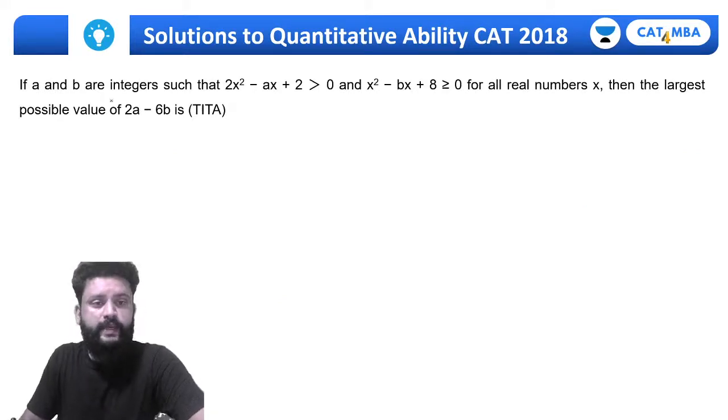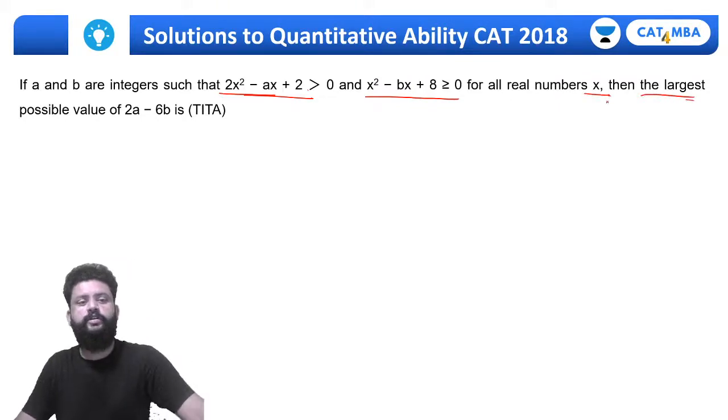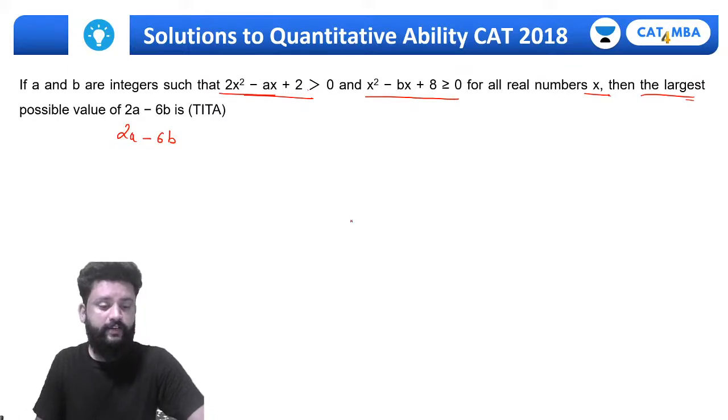If a and b are integers such that 2x square minus ax plus 2 and x square minus bx plus 8, this is greater than 0 and this is greater than or equal to 0 for all the real numbers x, then the largest possible value of 2a minus 6b. Think about it. Really a tricky question, you can say.